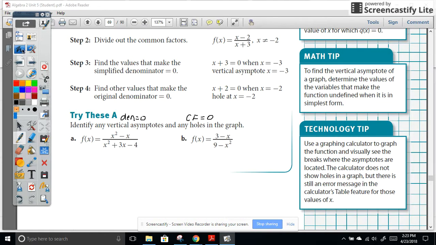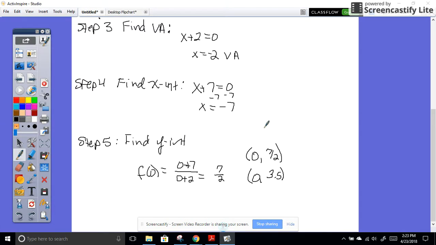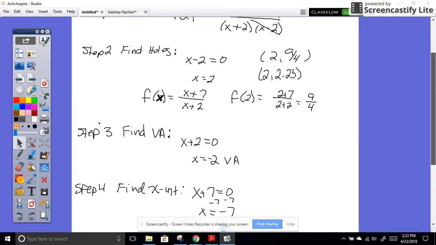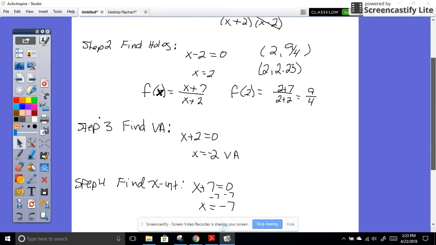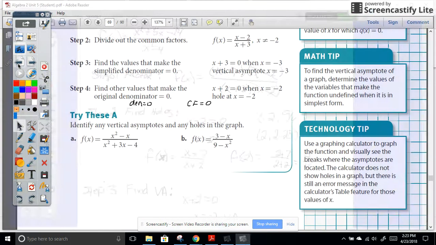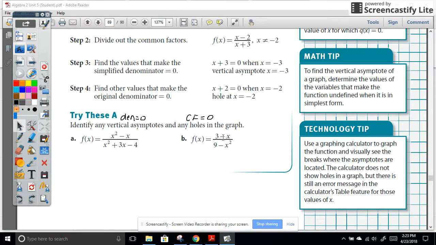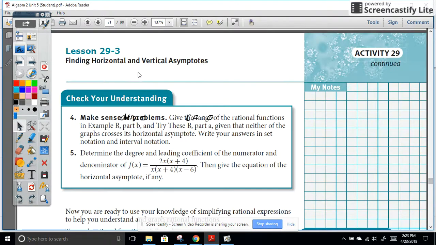Okay, so if you go back to this step right here, oh, I didn't finish that example. So if you go back to this step right here: factor it, finding holes, set the common factor equal to 0, and then plug that value in to what's left over to get your y value. Okay, that's how you find your hole. Finding where the x value is is fine, but be sure you find the y value as well. Okay. That's what those directions were.